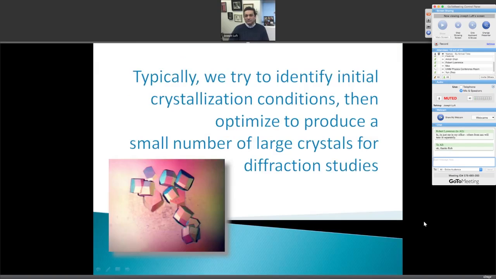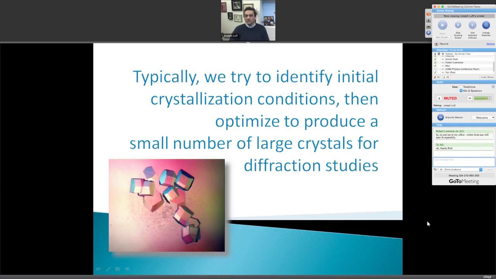It's something that's required to use crystallography to get the structure. Now, typically, as I said, we're trying to identify initial crystallization conditions. So we're going to take our protein, we don't know how to crystallize it, and we're going to set it up against a wide variety of different chemicals that cover a broad range of chemical space, typically where proteins have been shown to crystallize in the past. And then, once we identify a few conditions where we can get some initial crystal hits, we're typically going to use those conditions and optimize them to produce a small number of large enough crystals to use for standard synchrotron-based diffraction analysis.